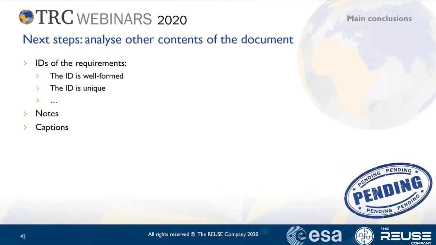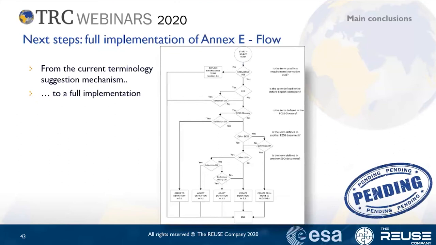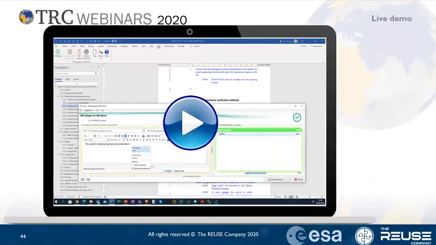So all this is in the pending section, as well as the full implementation of the flow that I was mentioning before, the flow to determine how to deal with new concepts in your documents, whether they have to be just in the terminology section of the document, or whether they have to be moved into the common glossary of ECSS. All this is partially implemented, as you will see in a minute, but some additional work has to be done to have the full implementation of this flow, right?